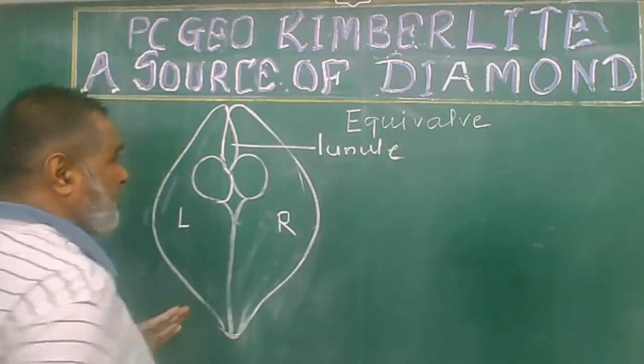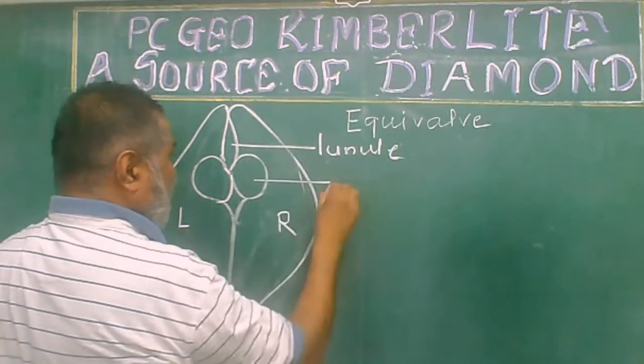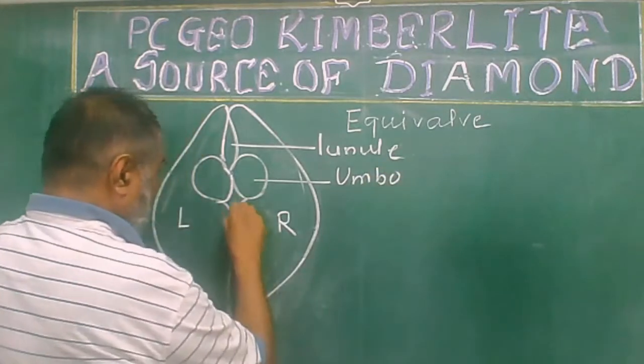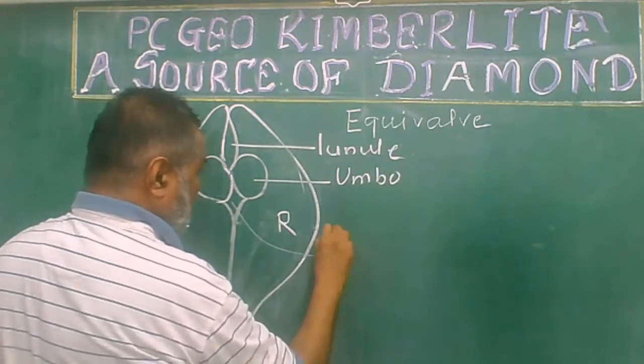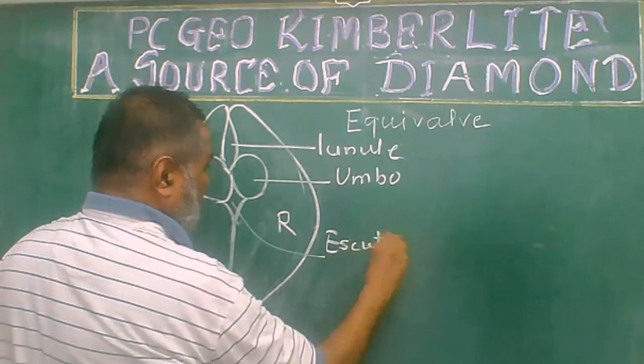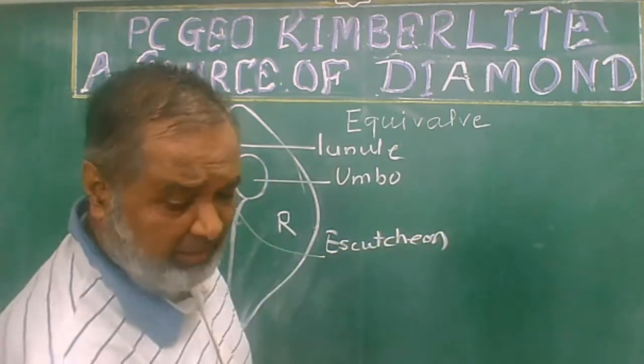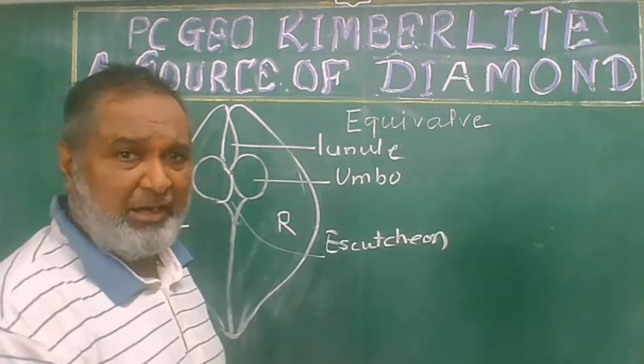This is called a lunule. This is the elevated portion, it is called the umbo. And this is again a depression, the shell. Yes, so those are the differences in the brachiopods and lamellibranch.